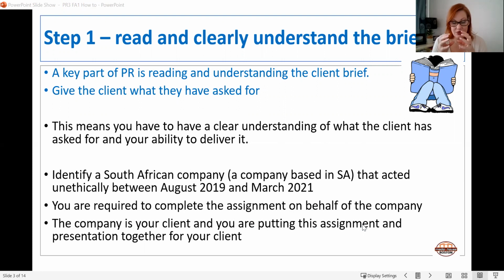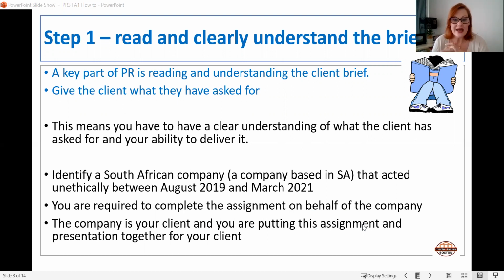So just in revision, identify a South African company, so a company that has got offices, a head office, and operates in South Africa, but that doesn't mean only in South Africa. And obviously that has acted unethically between August 2020 and March 2022. Please excuse the typo on those slides there.